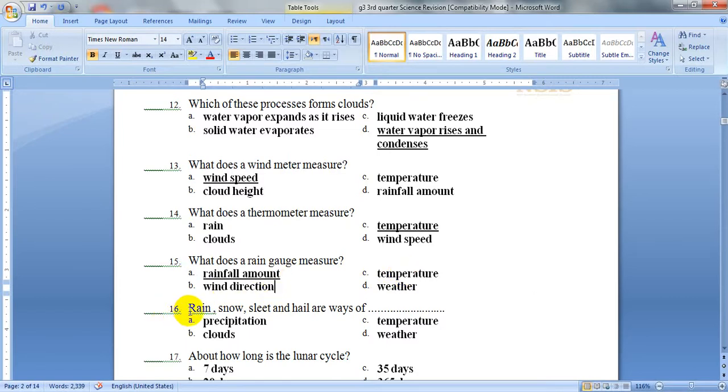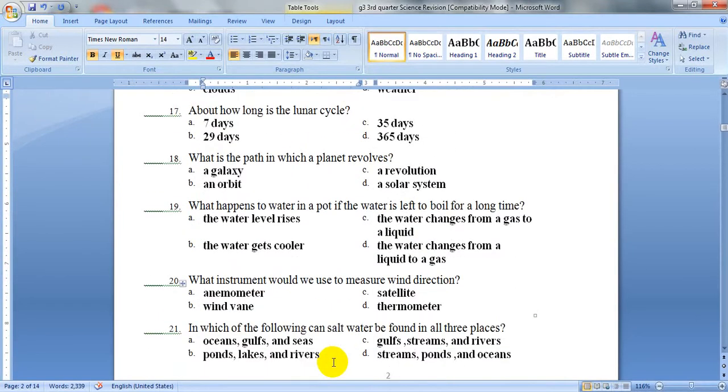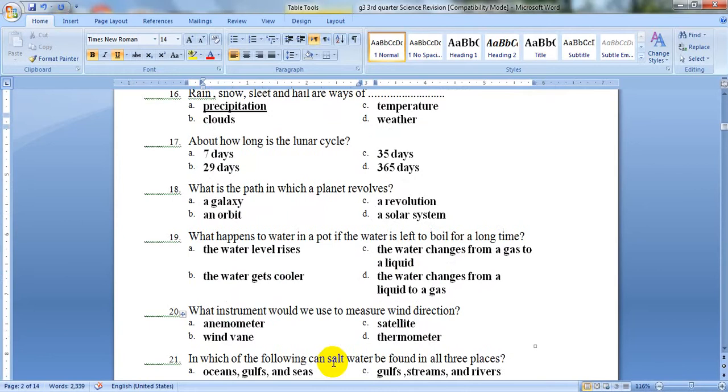The next question. Rain, snow, sleet, and hail are ways of. All of these four things fall from the sky, fall from the clouds, and just in one word we can call them precipitation. Rain, snow, sleet, and hail are ways of precipitation. We are still on page number 2, question number 17.